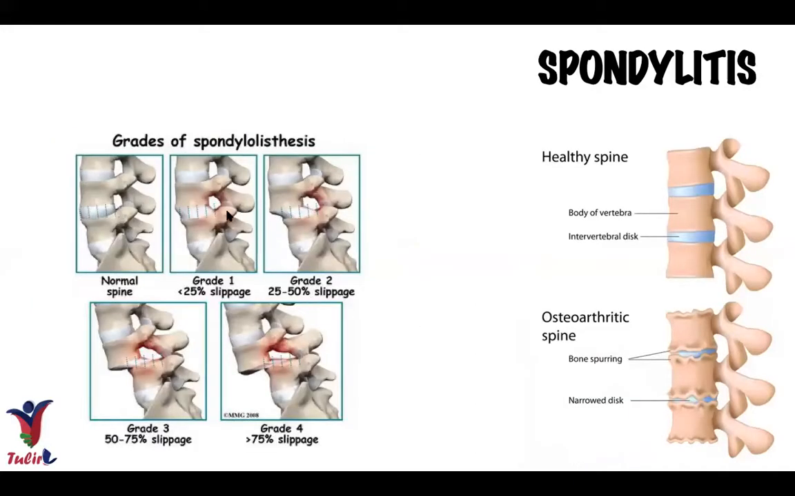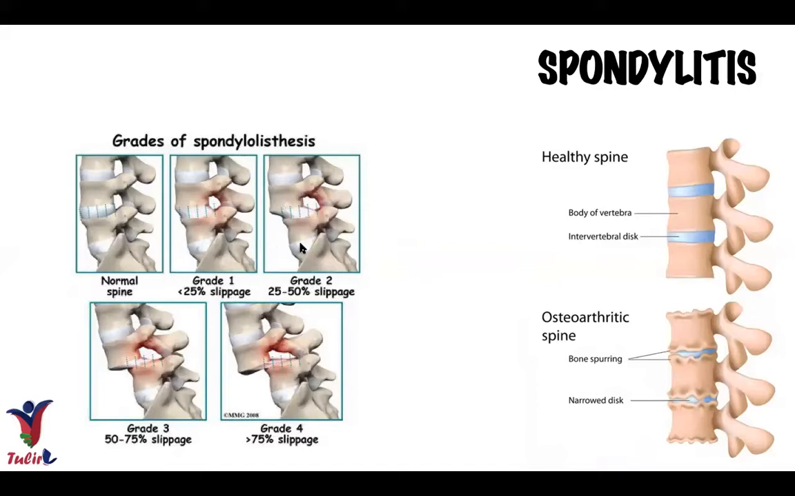There are 4 grades in spondylolisthesis. This is a normal spine where you can see the intervertebral disc is placed exactly in the middle. But in grade 1, there is a 25% slippage, and in grade 2, there is 50% slippage. From 25 to 50%, you can see the vertebra is displaced.